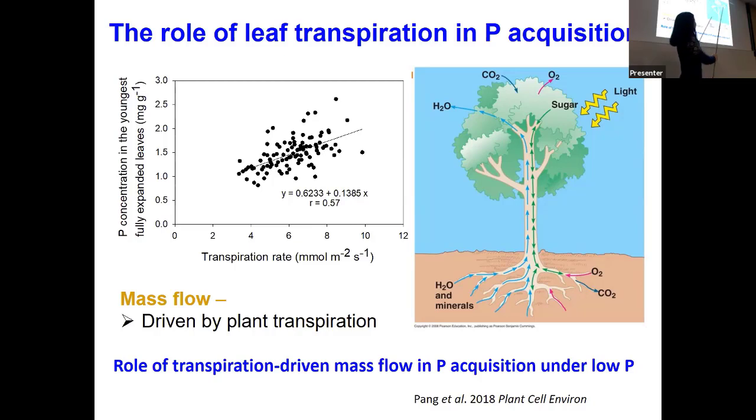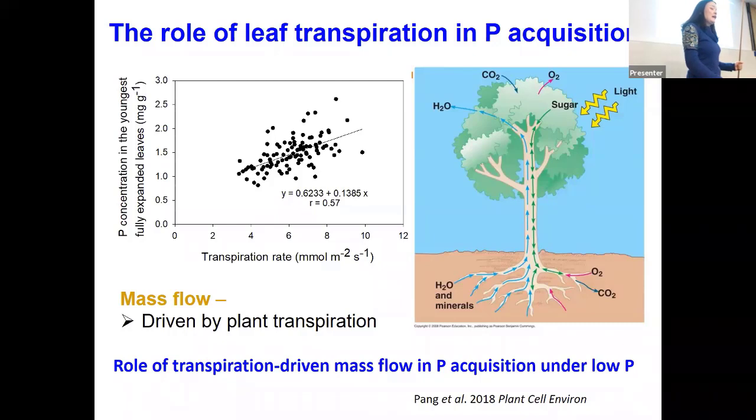During the daytime, when leaf stomata are open, water moves from the soil upwards to the canopy. That's a process called mass flow. During that process, with the movement of water, some minerals can also move to the root surface. But in soil solution, often the inorganic phosphorus concentration is rather low, so it is generally assumed that the role of transpiration-driven mass flow in phosphorus acquisition is rather minor, but in our case, that's not true.